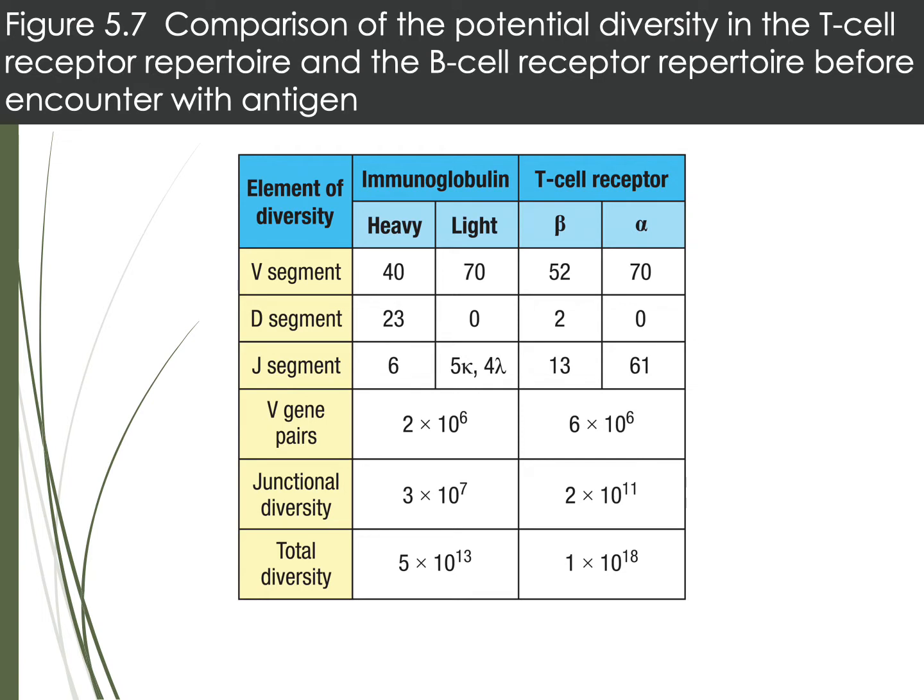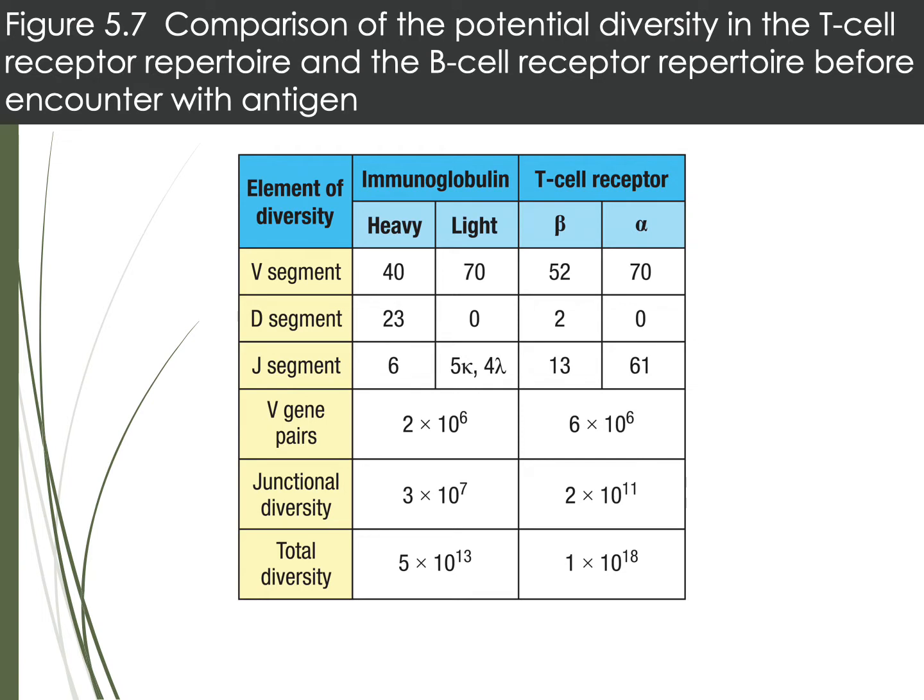You can see there's actually more diversity in the T cell receptor, and that's really important because later on, when we're talking about development of T cells and B cells, we're going to talk about a process of negative and positive selection. And so with T cells, they undergo both negative and positive selection. For B cells, they only undergo negative selection. Positive selection is where you make sure the receptor actually binds MHCs. And so T cells have to go through this additional selection.